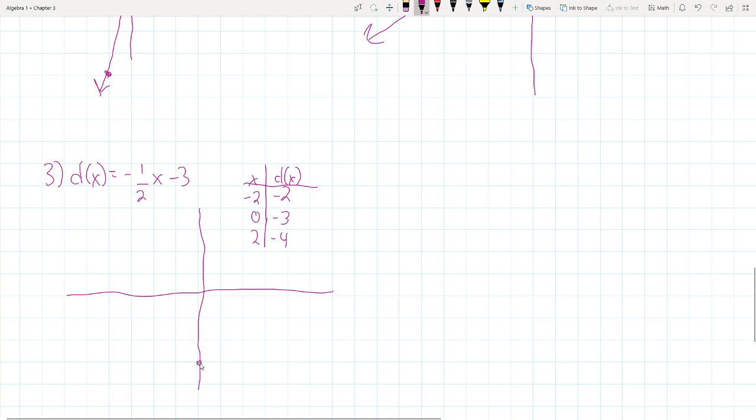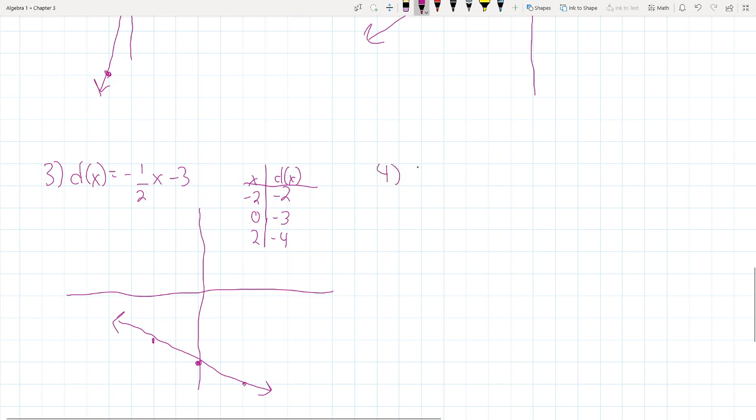So negative 2 is right here, and then down 2. And then 2, negative 4. And a straight line connecting them, and arrows pointing in both directions.